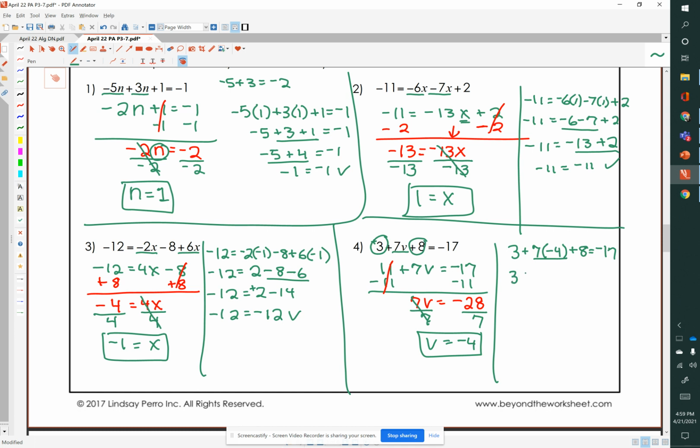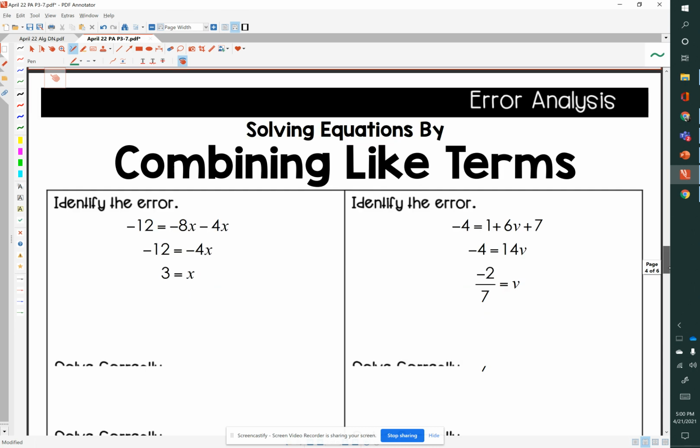So we have 3, 7, positive 7 times negative 4 is negative 28, plus 8 equals negative 17. Let's combine the positive 3 and the positive 8. So that would be positive 11 minus 28 equals negative 17. And 11 minus 28 is negative 17 equals negative 17. And our answer checks. So let's go on.